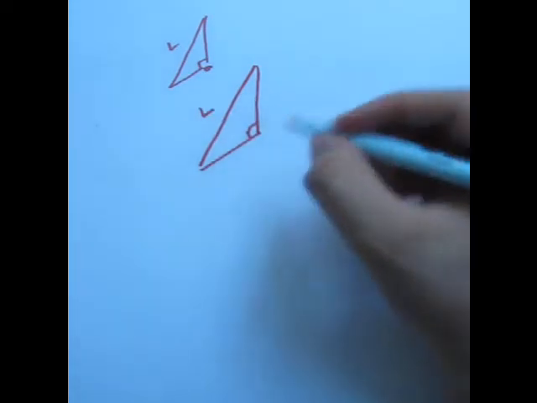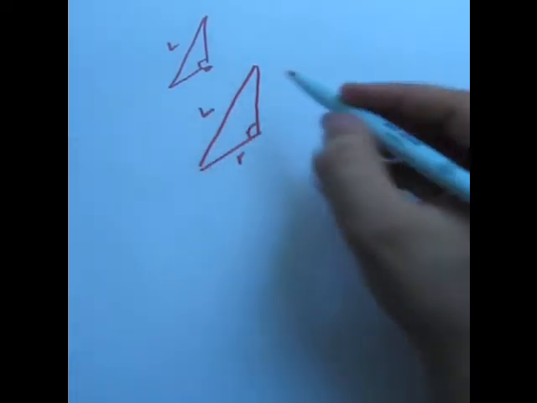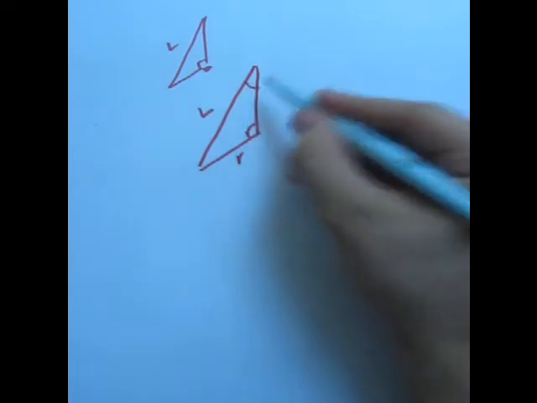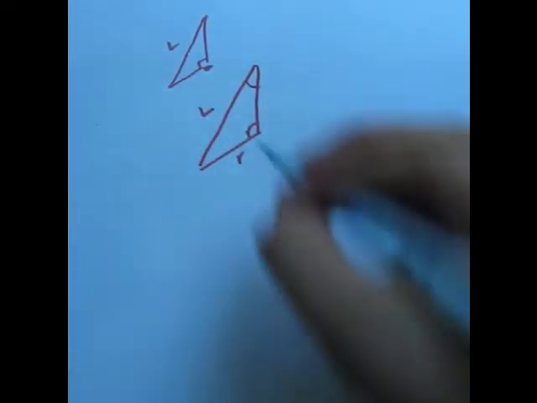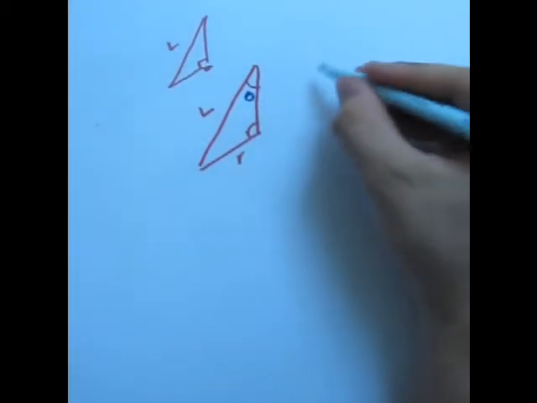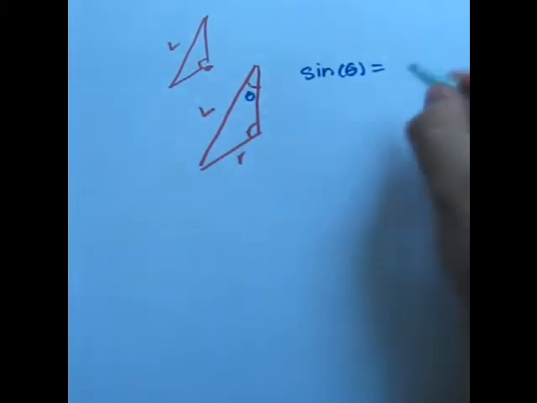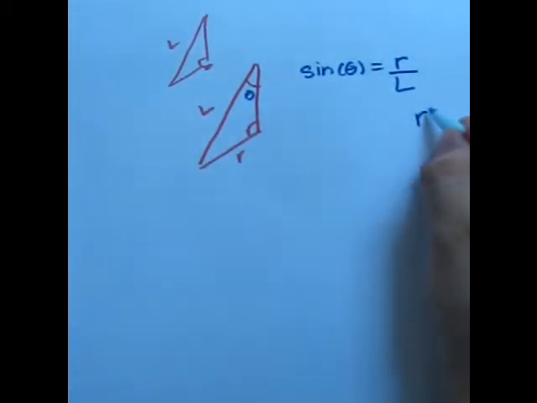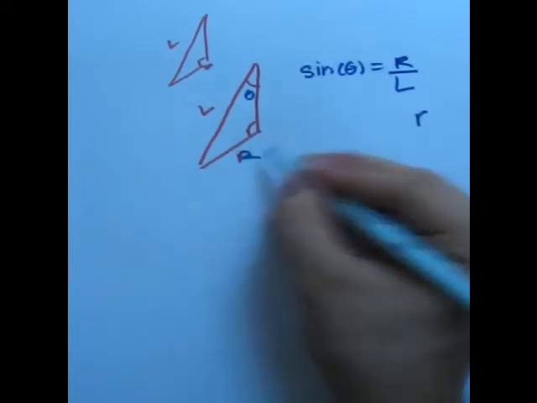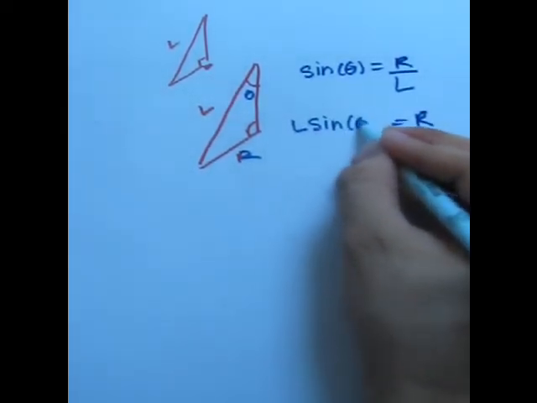We have L here. We have the radius of the circle, which remains constant. L also remains constant, and this one also remains constant. And we have the angle there to be theta. Well, we know SOHCAHTOA, so sine of theta equals opposite over hypotenuse. Therefore, R equals L sine of theta.